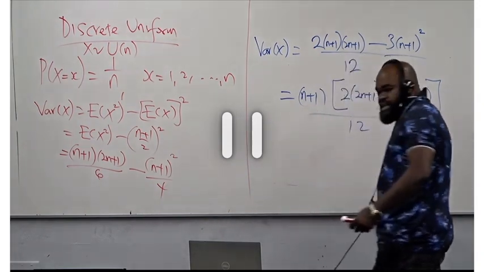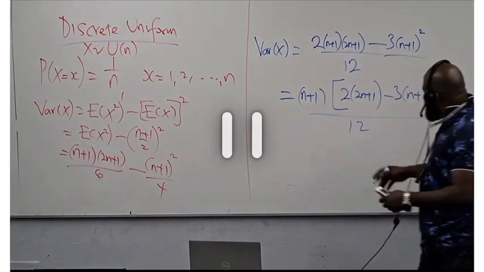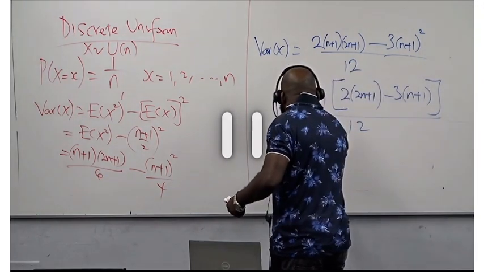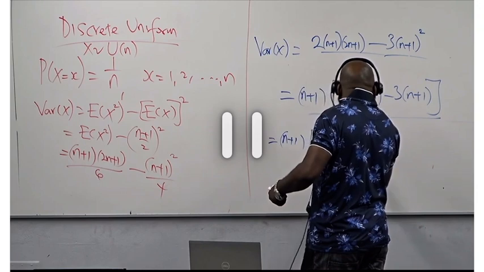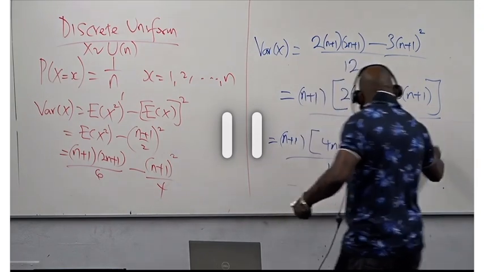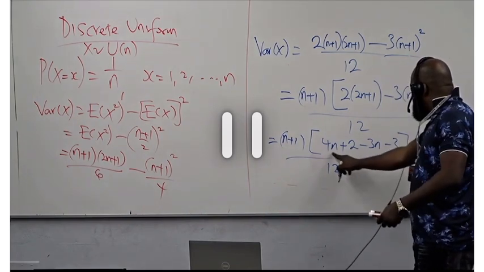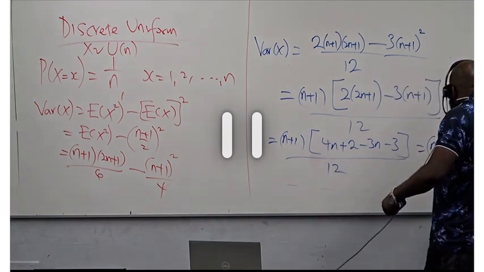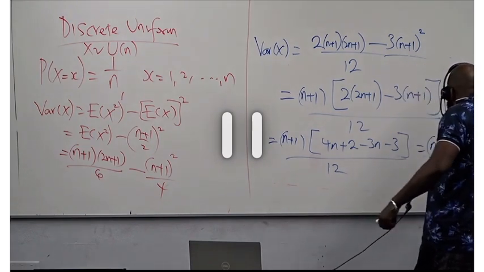Divided by 12. Do you see that? N plus 1 is common, so I bring it out. Right now I'm going to have n plus 1 into 4n plus 2 minus 3n minus 3, divided by 12. Here, 4n minus 3n is going to be n, and 2 minus 3 is going to be minus 1, divided by 12.